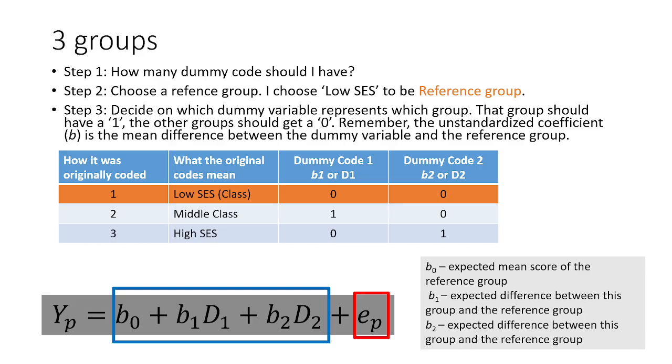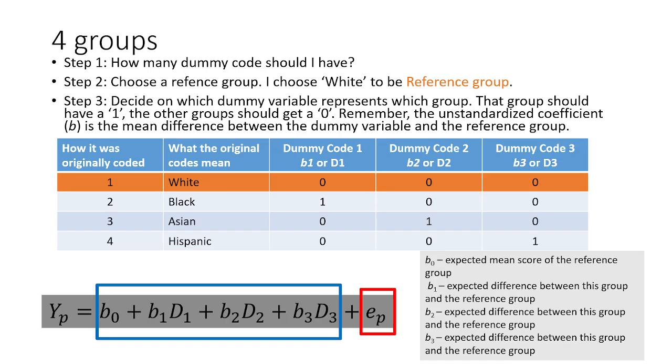All right. So going back to the equation of a line, that is the expected score of your reference group. This is the difference, the comparison between your reference group and your first one, right? Take this away. This is now the difference between high SES and your reference group. Okay, another one. How about 4? Are you getting it so far? All right, now you have 4.